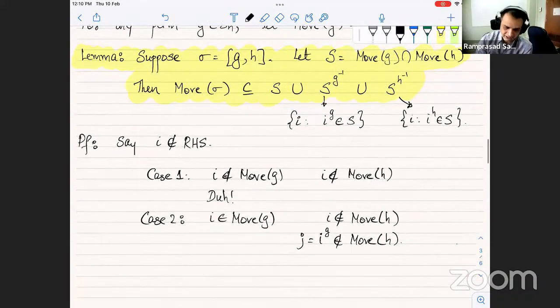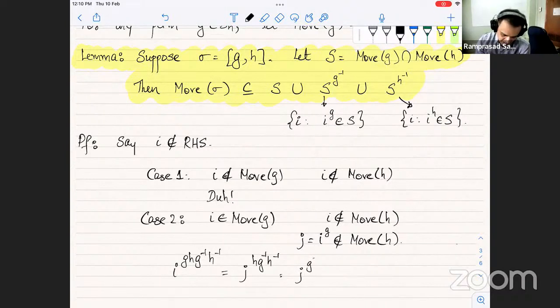So then what does this mean? Now let's just write this down. What is I power G H G inverse H inverse? So I power G was equal to J. So now I have J H G inverse H inverse. But I know for a fact that J is also not moved by H.